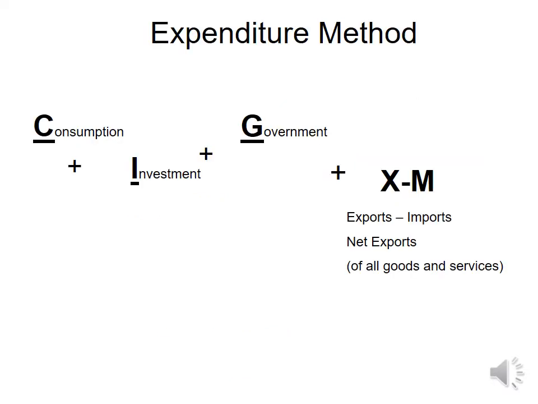Now, the expenditure method measures the income of an economy by calculating the total spending by different sectors in the economy added up together. These are consumption, C, investment, I, government, G, and net exports, exports X minus imports M. So the formula is C plus I plus G plus X minus M. This totals up all the expenditure by different sectors in the economy, and then we can have a rough idea of the income level produced in this economy.